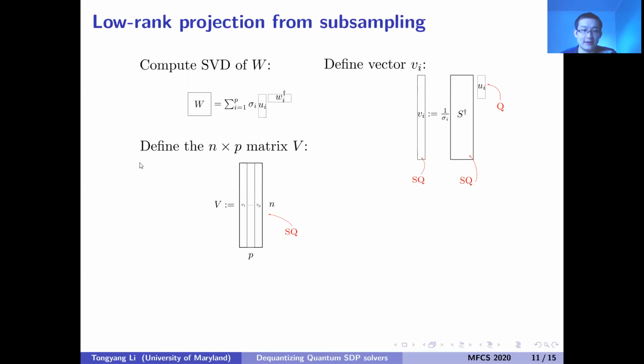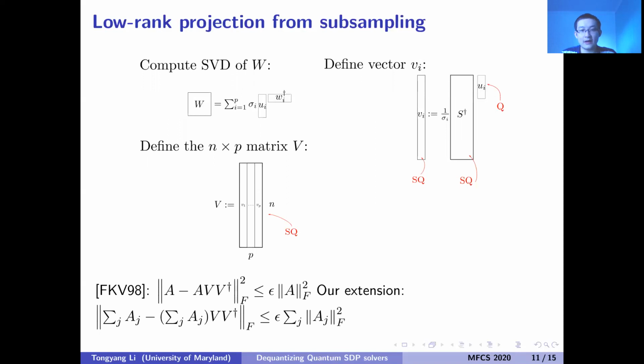If we define the N by P matrix V to be something like this, and we have this SQ access, then FKV can show that the matrix A here, compared to this approximate version of the singular value decomposition, is a very good approximation for the original large matrix A. But you really saved a lot because the singular value transformation for the small matrix W is much cheaper than that of the original large matrix A.